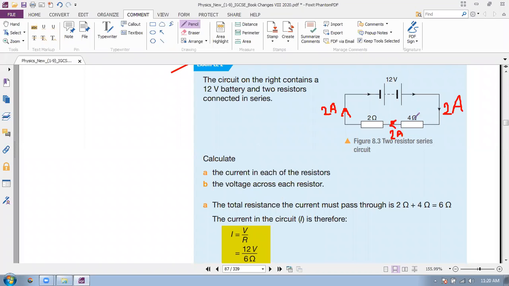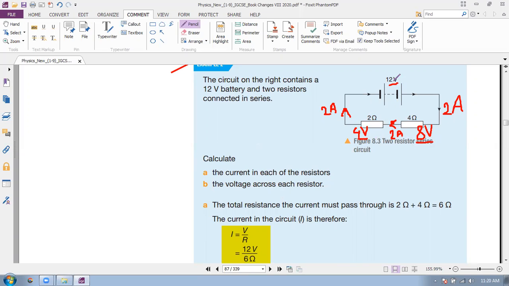So what will be the voltage drop across the 4 ohm resistance or 2 ohm resistance? To find out the voltage drop across each resistance, we have to apply the formula V equals IR. Here V equals I times R, 2 multiplied by 4, so 8 volts would be across this resistance. For this other resistance, the voltage drop would be IR, 2 multiplied by 2, 4 volts. And if you add 4 volts and 8 volts, we get back 12 volts.